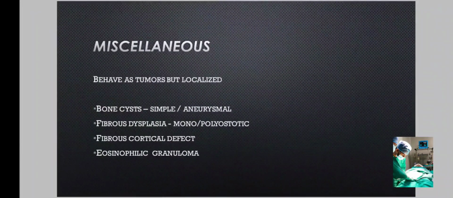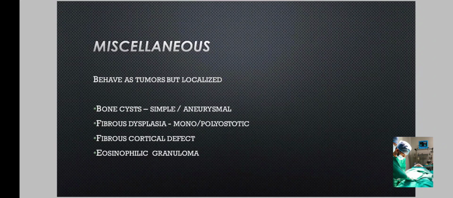Let's move ahead. There are some lesions which behave as tumor but are not exactly tumors. So what are those? Those can be bone cysts. This can be simple bone cyst or aneurysmal bone cyst, or ABC. There can be fibrous dysplasia. It can be either monostotic or polyostotic. It can be fibrocortical defect, or it can be eosinophilic granuloma.